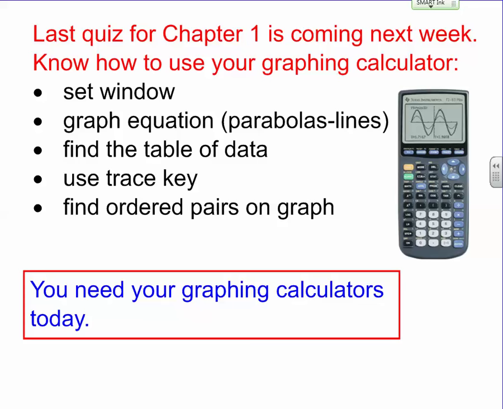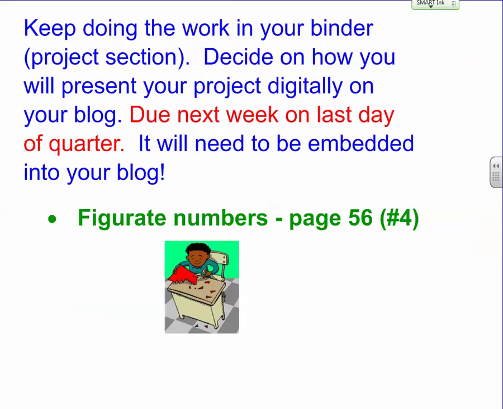On Monday, it's another odd day. Remember, the high school still has day 6 tomorrow when you don't, and so Monday is day 7. So I'll see you on Monday for your Chapter 1 quiz, and make sure you know how to do all these things, plus the absolute value that we studied today.